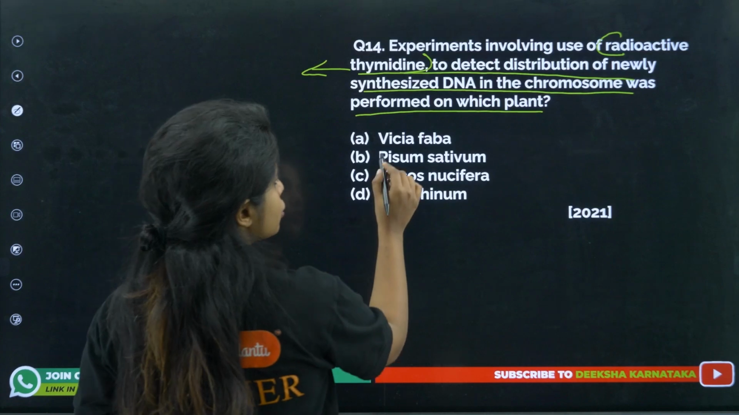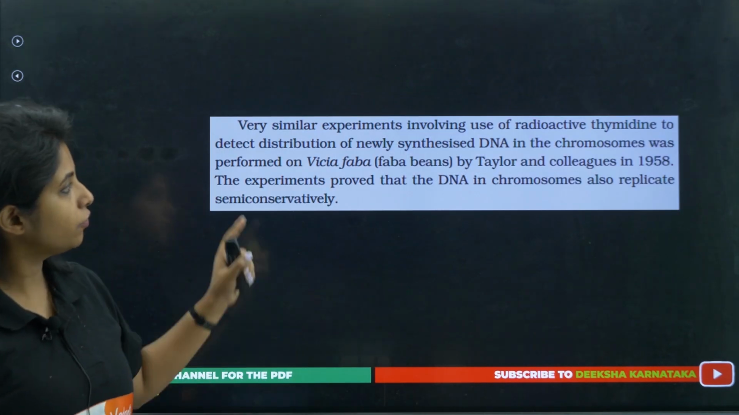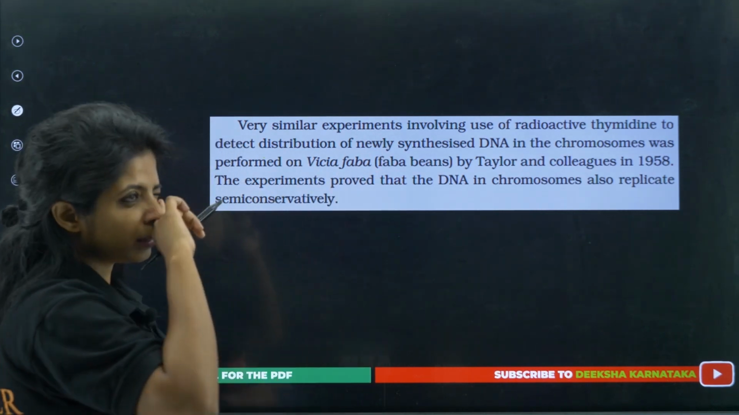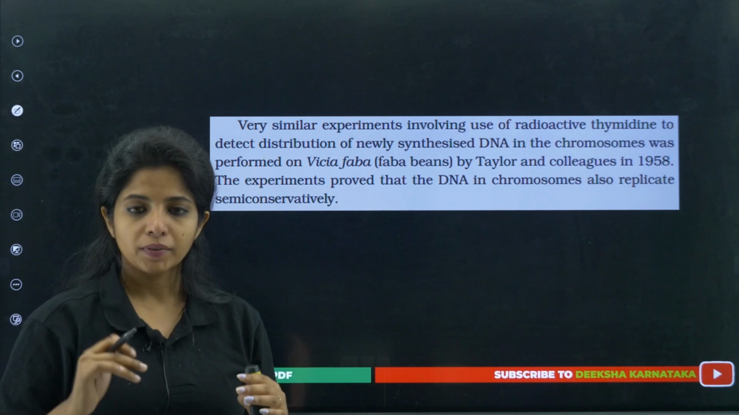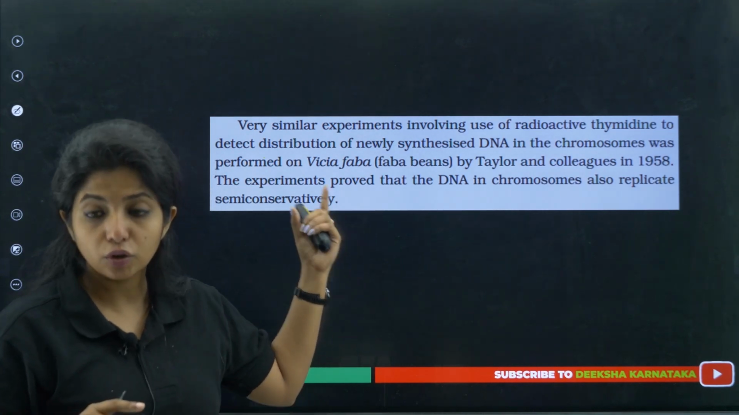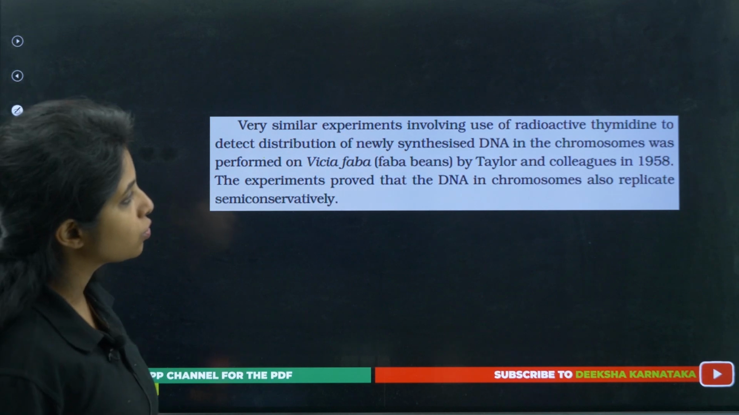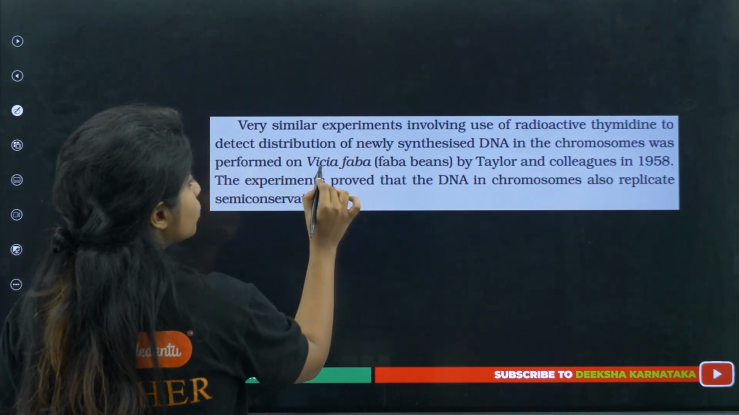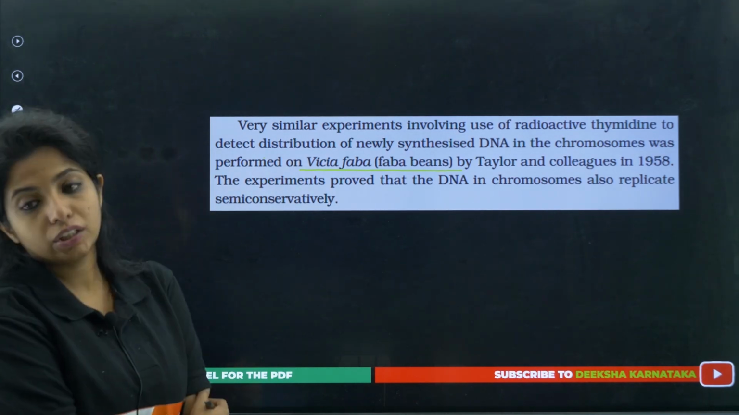The answer to this question is Vicia faba. Now, where in NCERT will you find this? You will find it over here. In your NCERT, after the Meselson and Stahl experiment, at the end of it, in the next page, they have given this particular thing. You can read it at the topmost region. Very similar experiments involving use of radioactive thymidine to detect distribution of newly synthesized DNA in chromosome was performed on Vicia faba or faba beans by Taylor and colleagues in 1958.